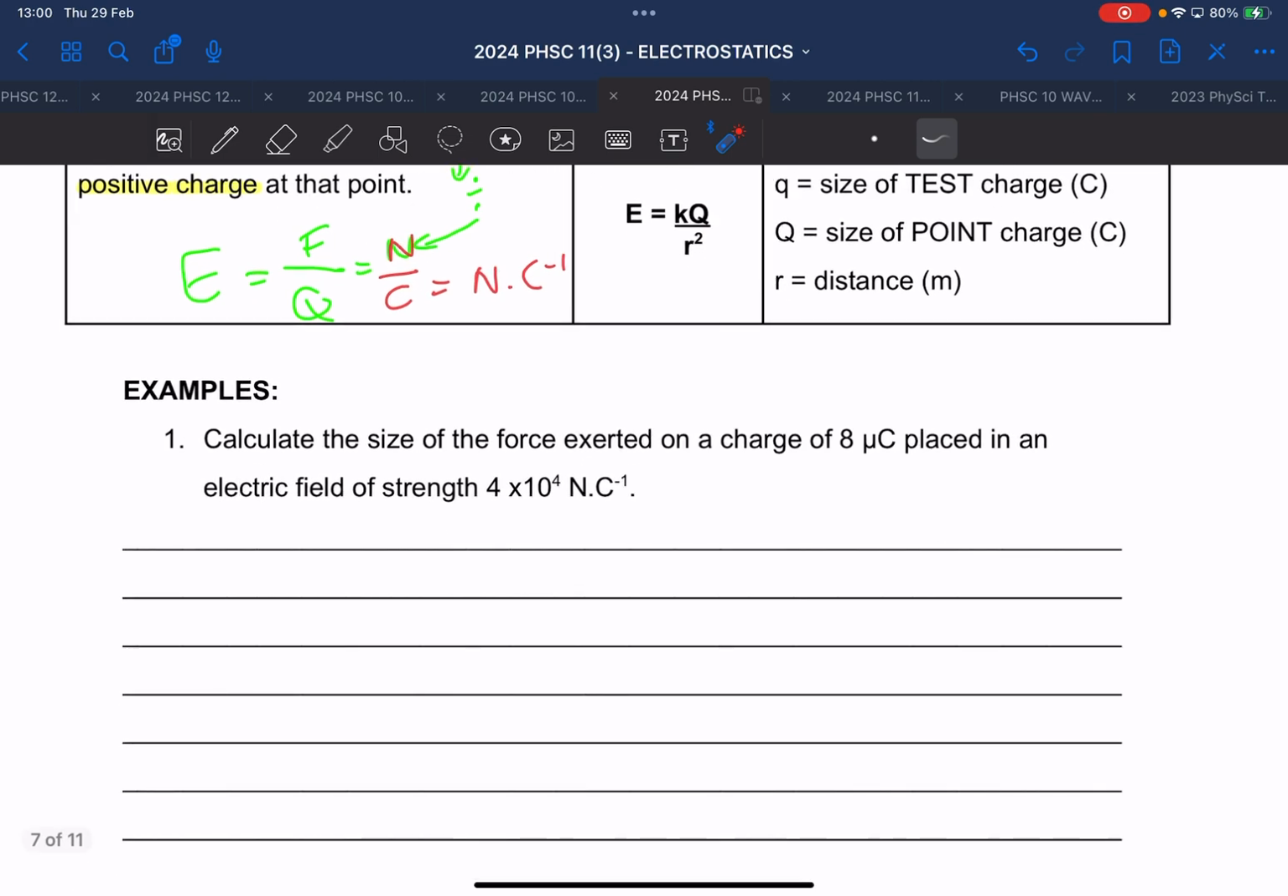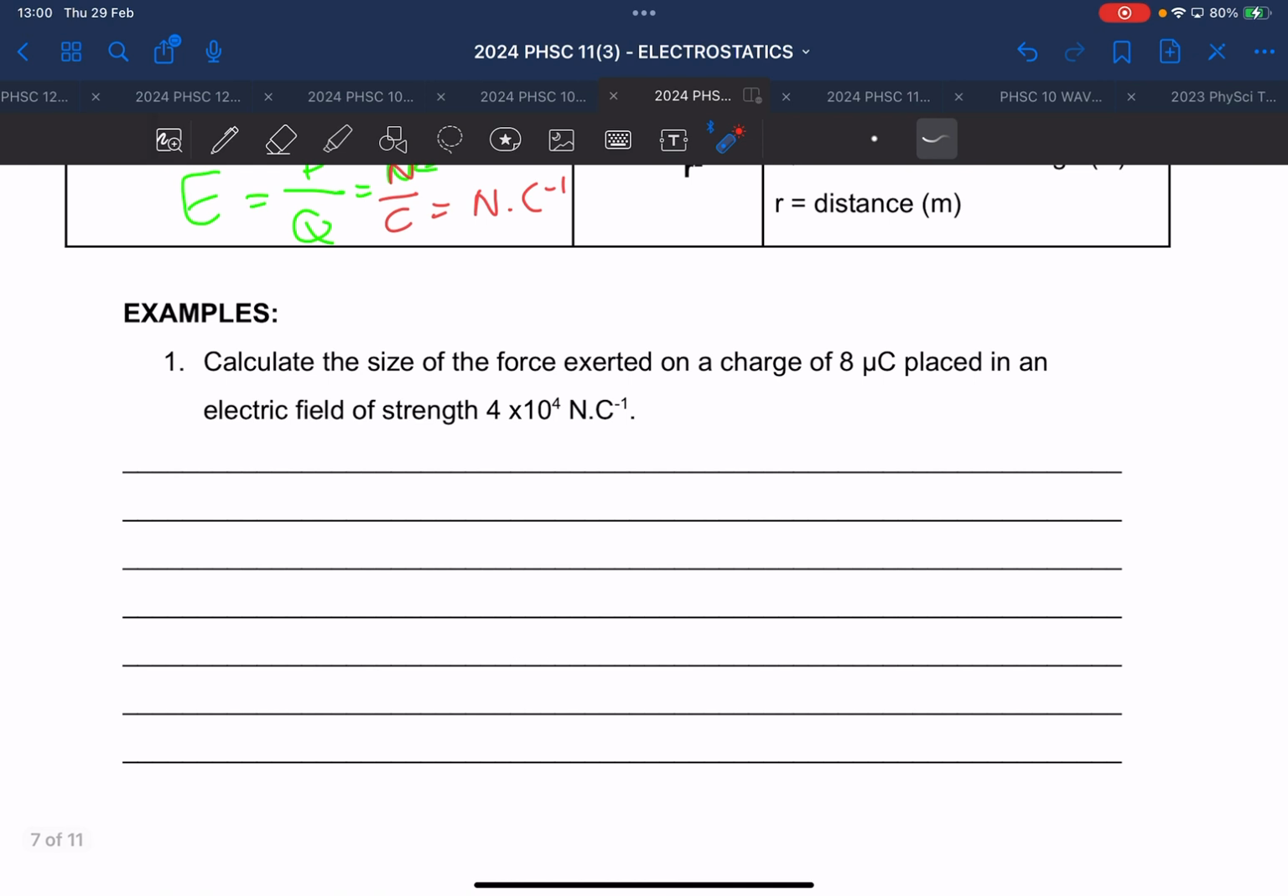It says, calculate the size of the force exerted on a charge of 8 microcoulombs, placed in an electric field of strength so much. Okay, let's see, give me anything I can put in my info table. It is 8, now what does that u stand for? Micro, well done. And how do you go from micro to normal? Negative 6. Nano is negative 9.